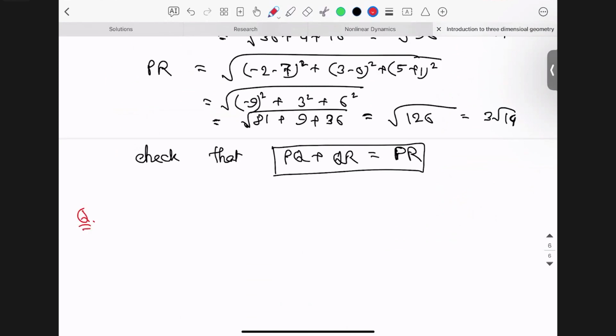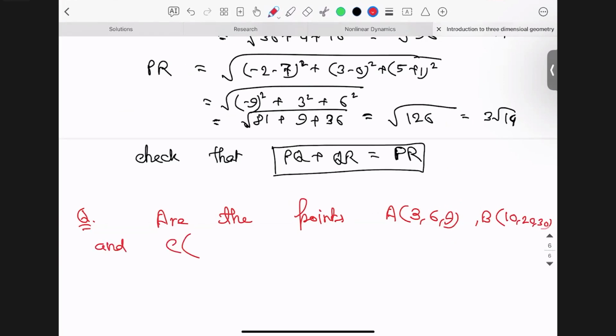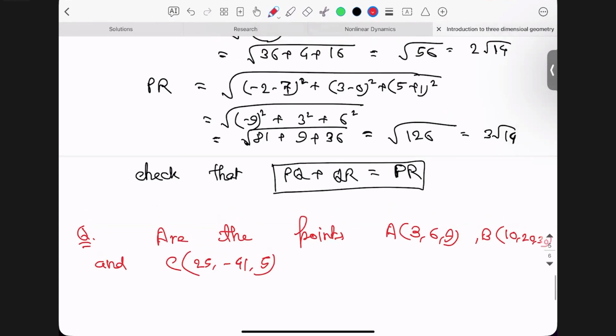Now the next question is: are the points A is 3, 6, 9, B is 10, 20, 30, and C is 25, minus 41, 5, the vertices of a right angle triangle?